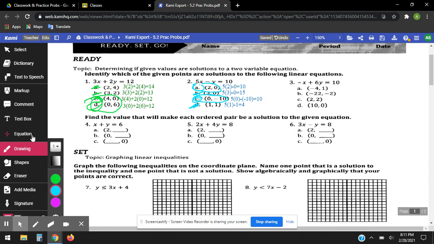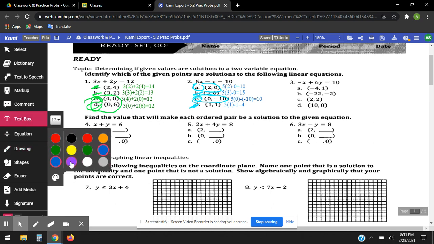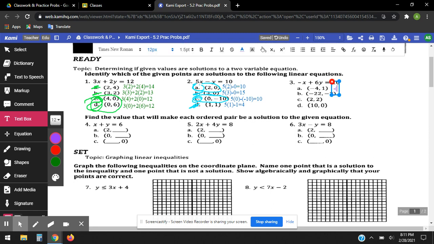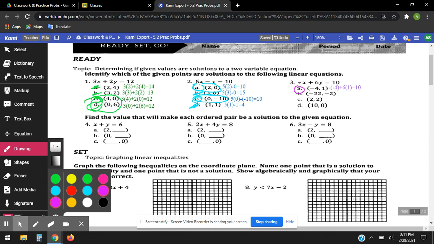Negative x plus 6y. Let's go ahead and put a purple on this guy. All right, so a negative 4 plus 6 times 1. That equals, so that'd be actually double negative is positive. So 4 plus 6 equals 10. I think that's what we wanted, right? Yep. Okay, so let's go ahead and circle A. Let's try B.